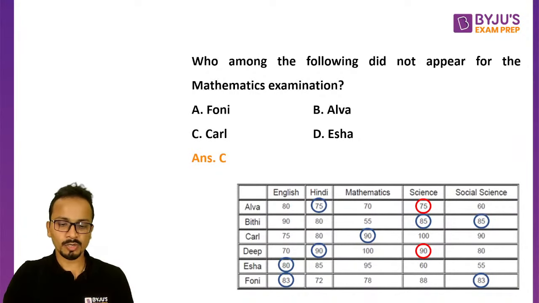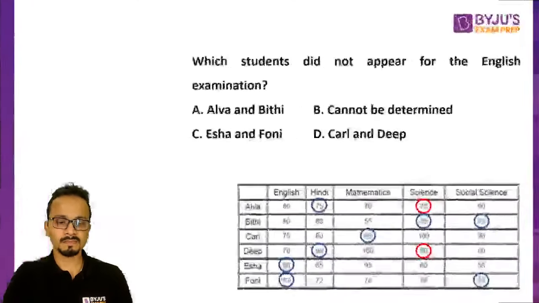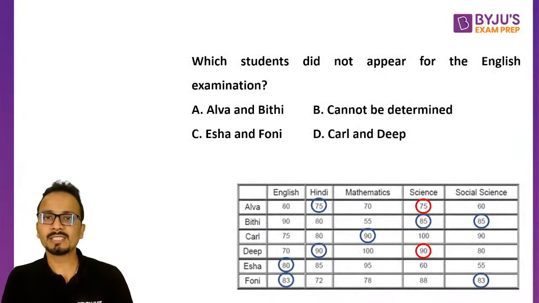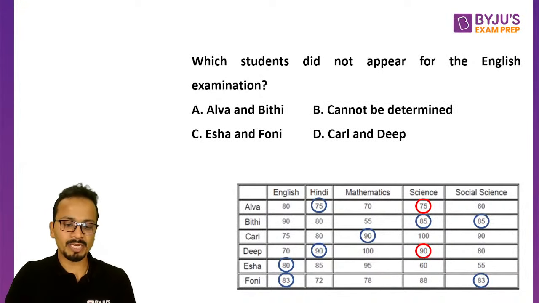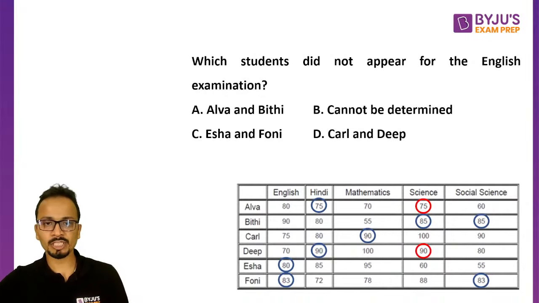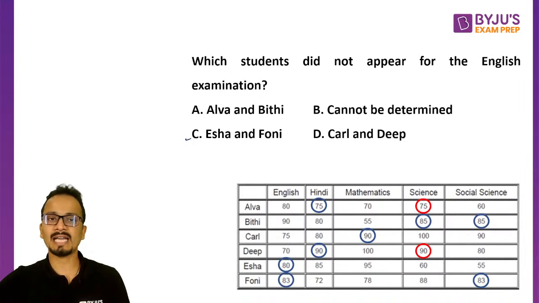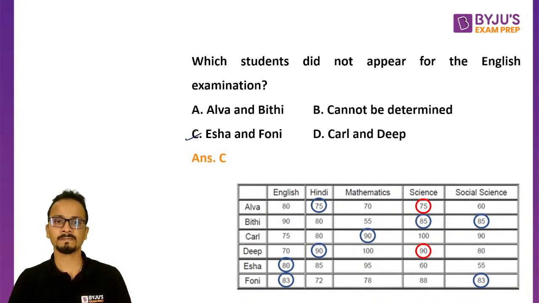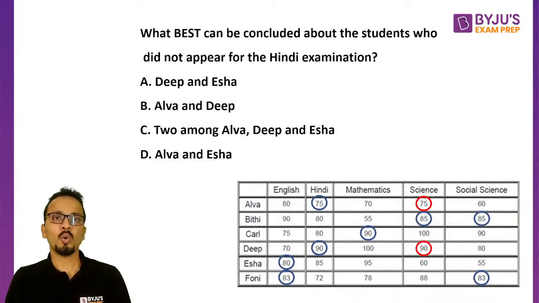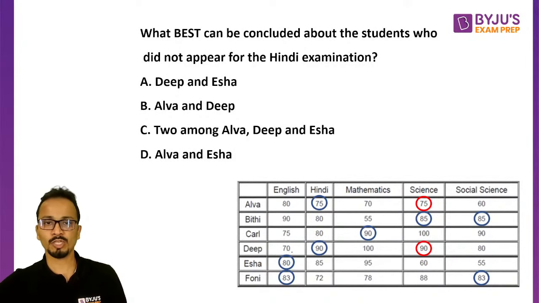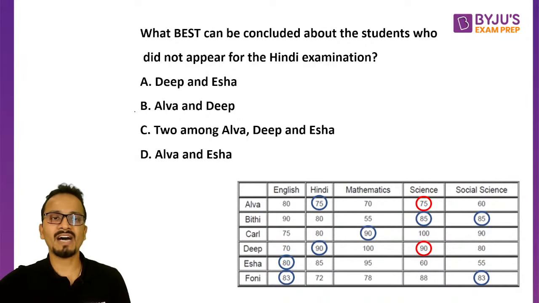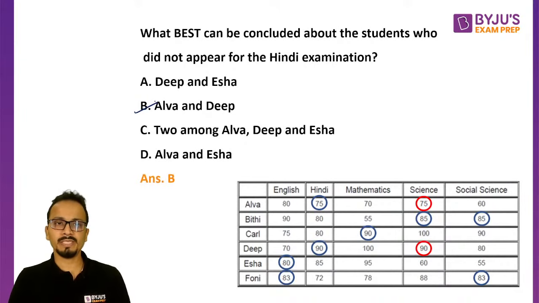All right. Now, next one. Which students did not appear for the English examination? The English examination was missed by Isha and Phony. So Isha and Phony, that is option C again. Question number 3. What best can be concluded about the students who did not appear for the Hindi examination? It is Alva and Deep. So the answer is option B.